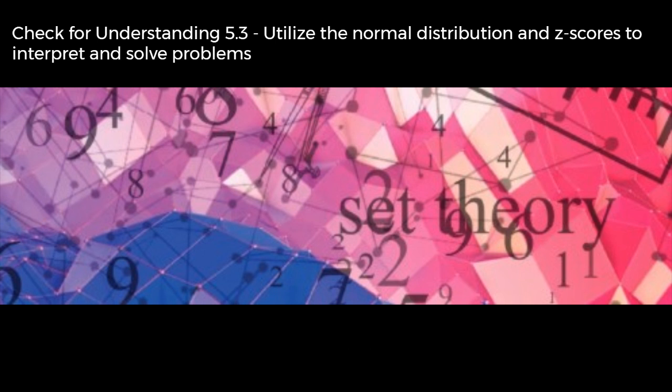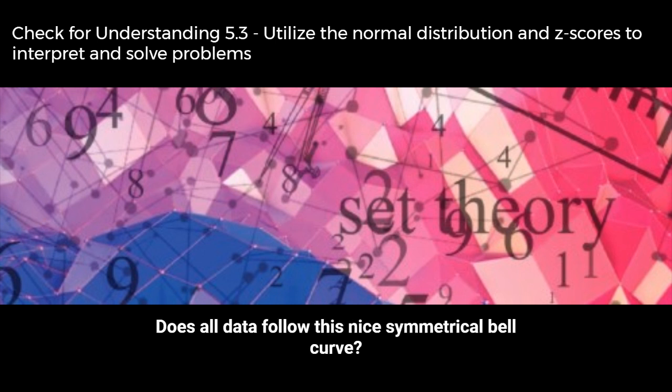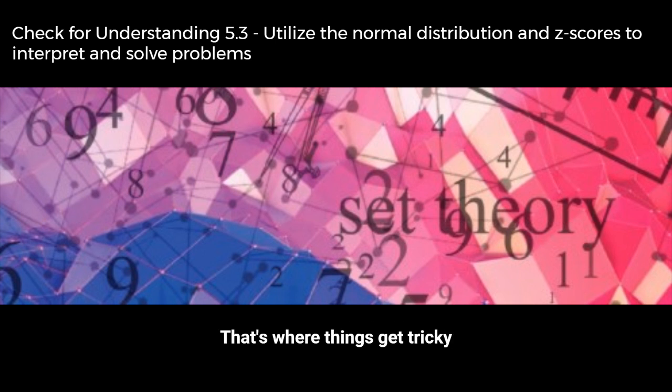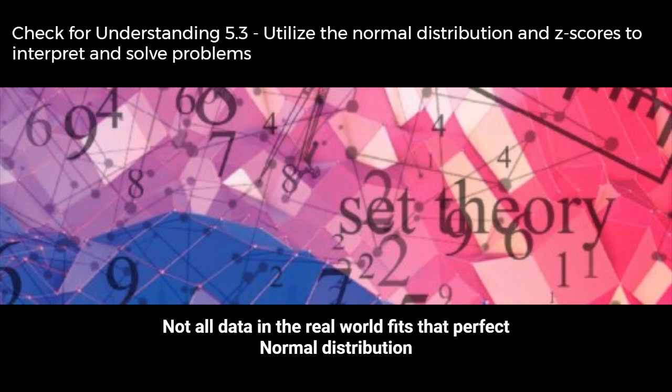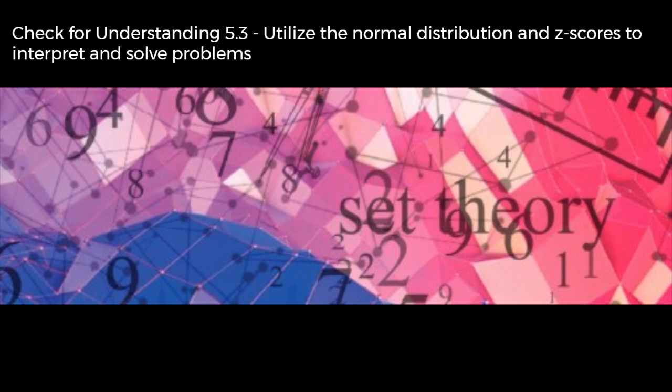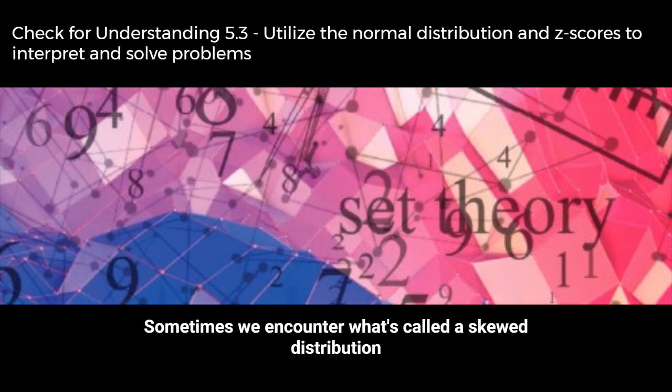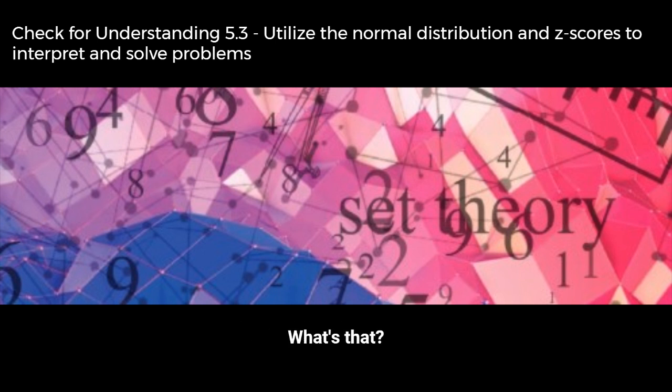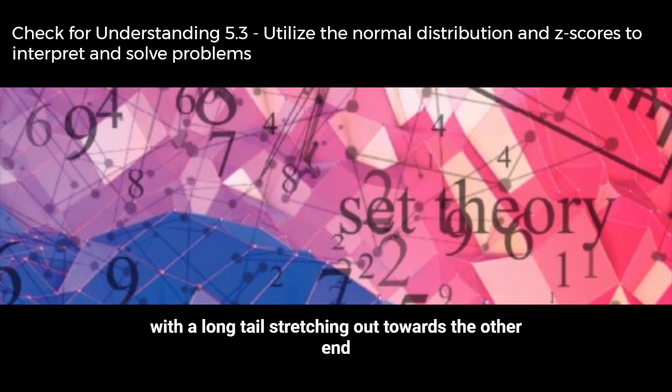Makes sense. Now, for the big question. Does all data follow this nice symmetrical bell curve? That's where things get tricky. Not all data in the real world fits that perfect normal distribution. Sometimes we encounter what's called a skewed distribution. Skewed distribution. What's that? Imagine our bell curve, but instead of being perfectly symmetrical, it's kind of lopsided. The data piles up more on one end with a long tail stretching out towards the other end.